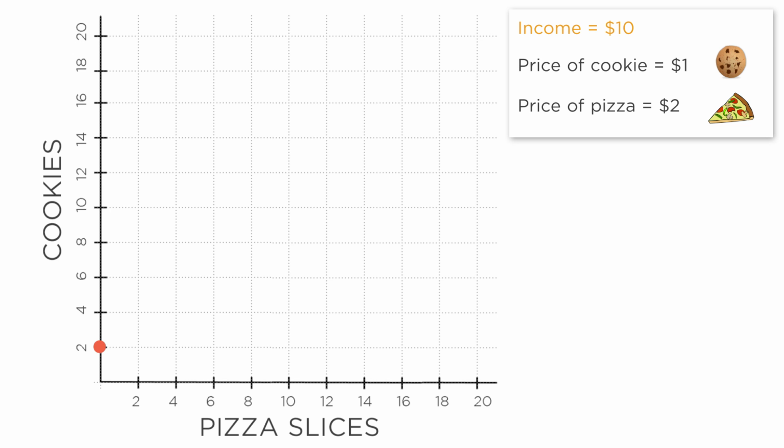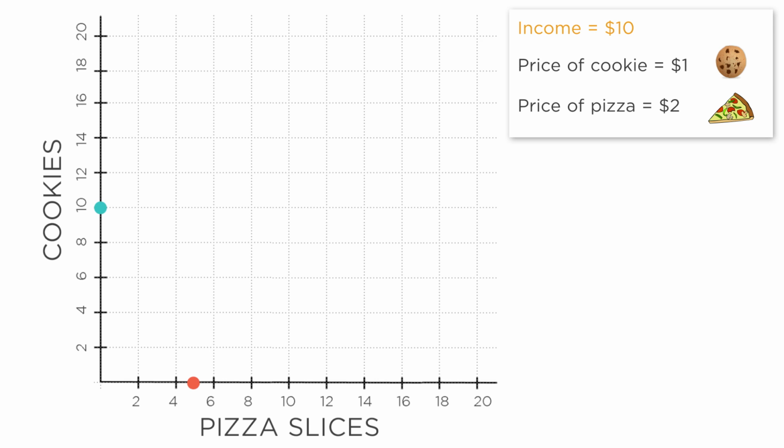What happens if you spend all your money on pizza at $2 per slice? If you have $10, that means that you can buy 5 slices and will have nothing left over to buy cookies. That puts you at this point here, 5 slices and 0 cookies. What happens if you spend all your money on cookies at $1 per cookie? If you have $10, that means you can buy 10 cookies and will have nothing left over to buy pizza. That puts you at this point here, 10 cookies and 0 slices of pizza.